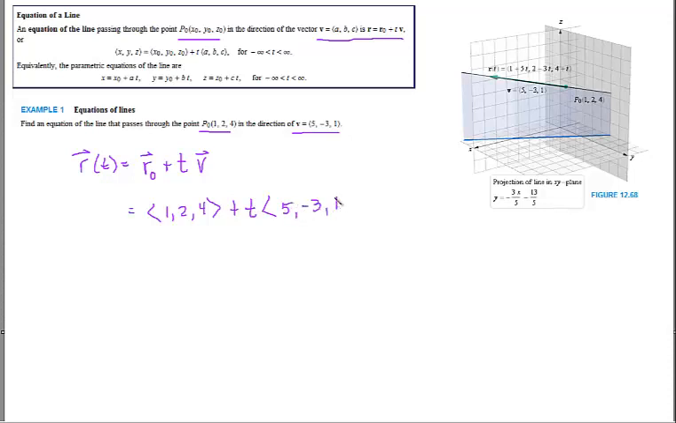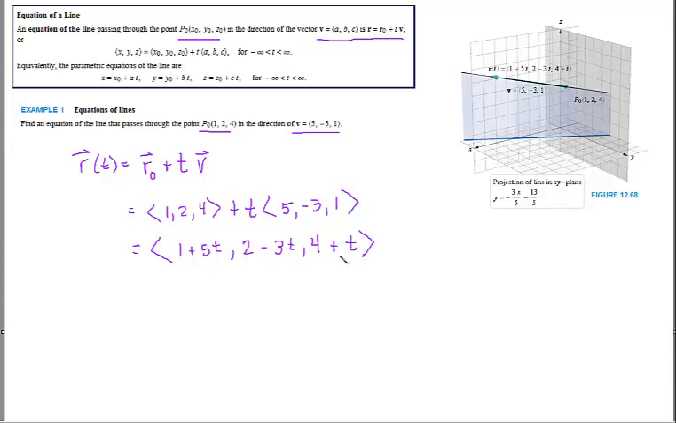-3, 1, and putting that all together in one vector function, it would look like just 1 plus 5t, and that is your i direction or your x direction, whichever you like to say, and then 2 minus 3t, and then 4 plus the 1t. And there I've written it as a vector valued function.